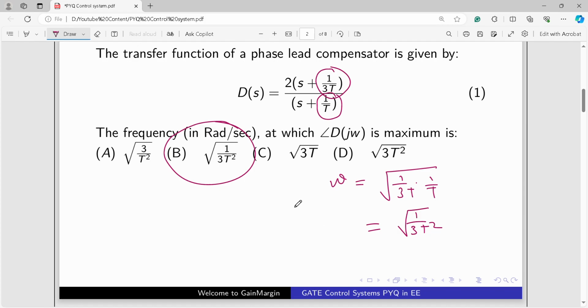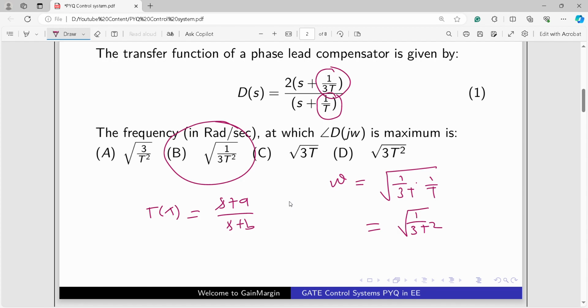But how do we get this condition actually? For this we need to derive this condition. One more thing we want to tell here. This is a lead compensator, so let us write a simple transfer function in terms of s plus a by s plus b.